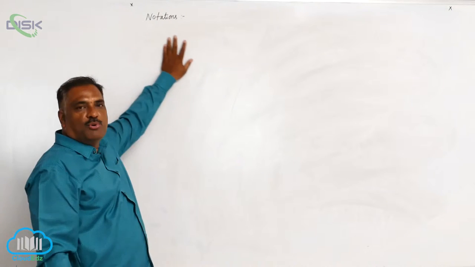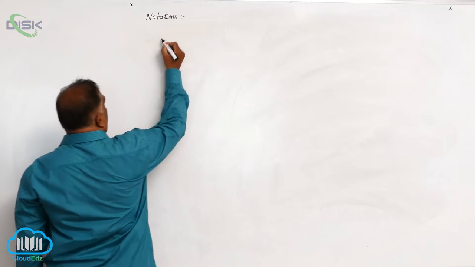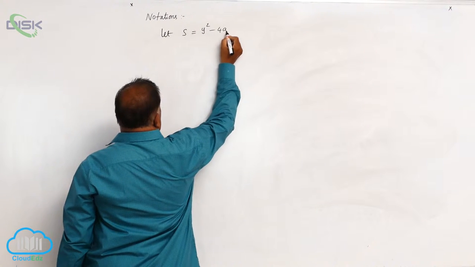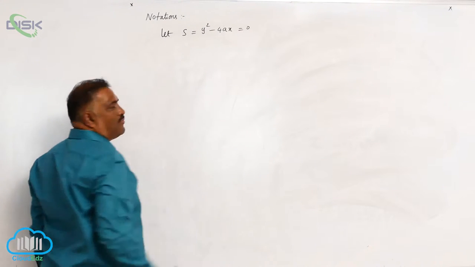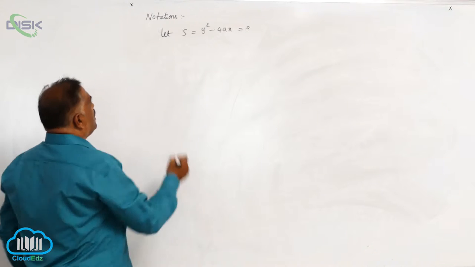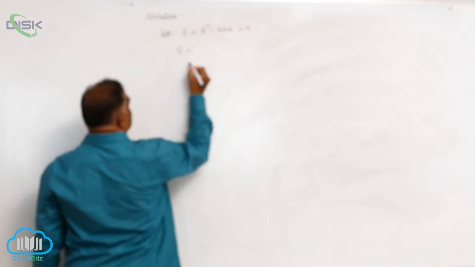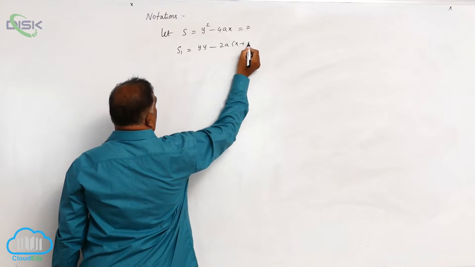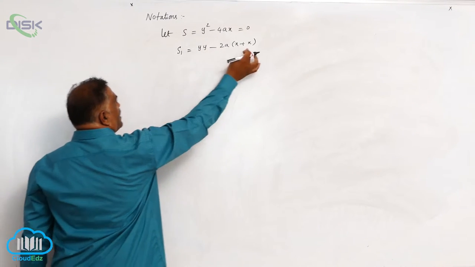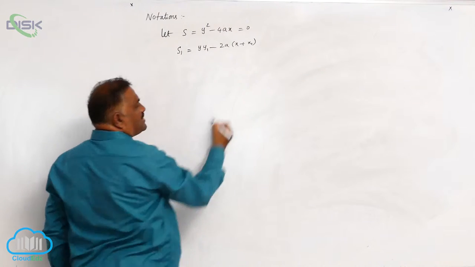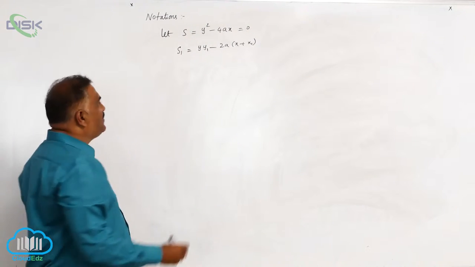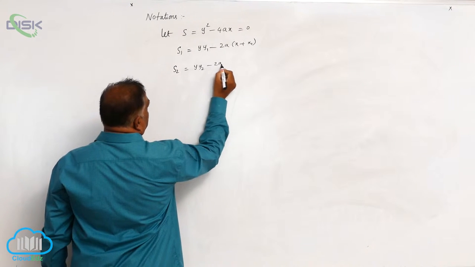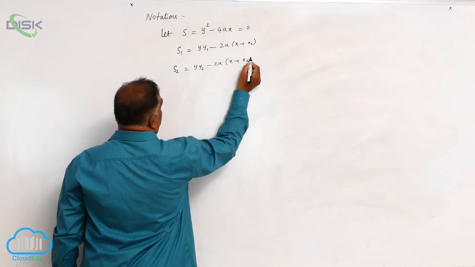Let us discuss the notations. Let S be denoted by the standard equation of parabola y² = 4ax. Now we can write S1 = yy1 − 2a(x + x1). In place of (x, y), let us write the suffix (x1, y1). If it is S2, it is yy2 − 2a(x + x2).